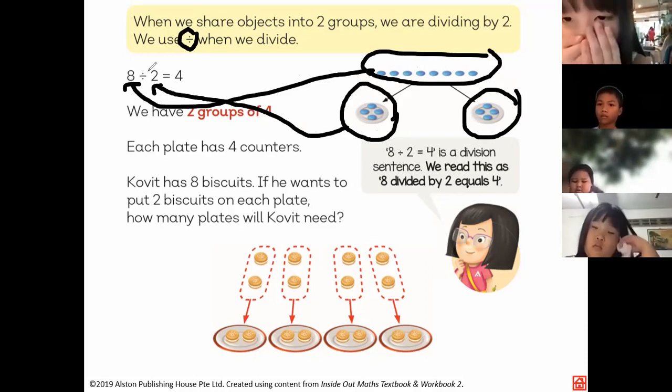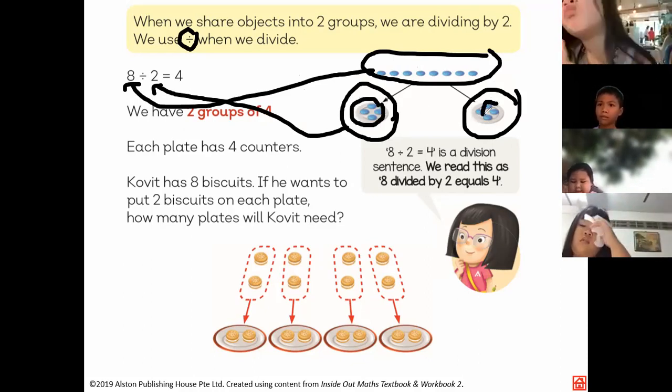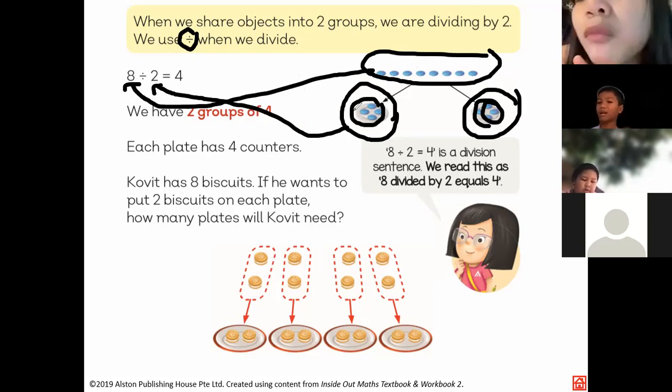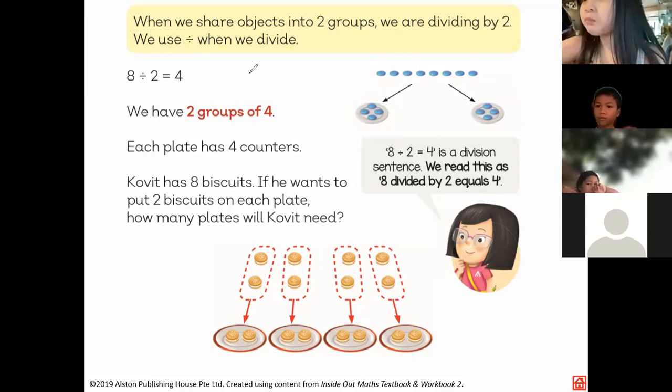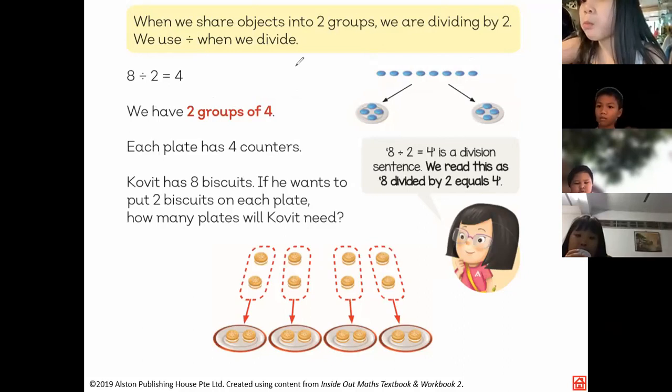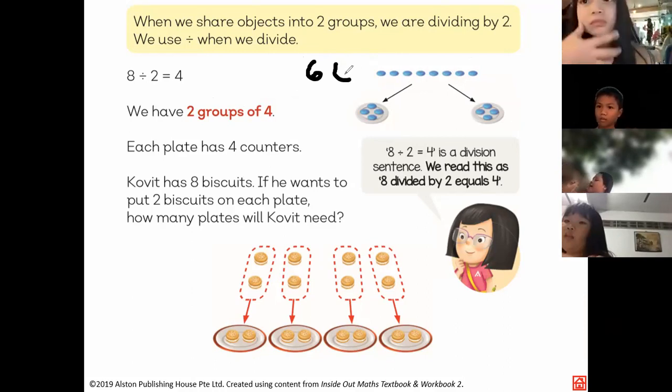So 8 divided by 2, that's 4, which is the 4 counters in each plate. Okay, I will give you another example. What about, let's say we have 6 counters, class. And then divide these counters into 2.